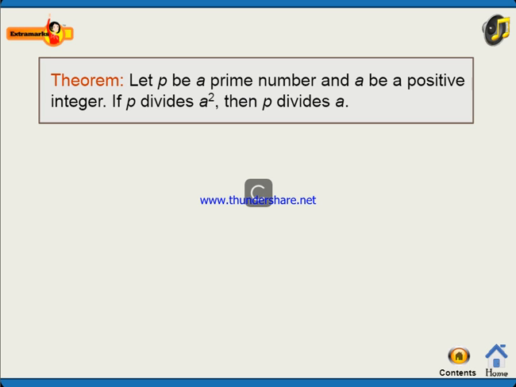Now let us state a theorem whose proof is based on the fundamental theorem of arithmetic. Let p be a prime number and a be a positive integer. If p divides a square, then p divides a. Now we prove the theorem.